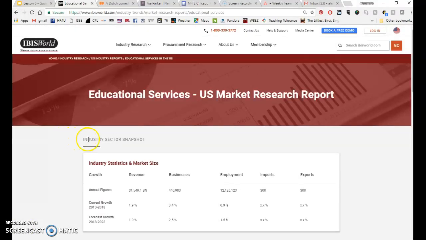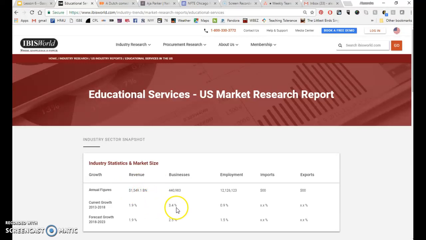This page begins with our industry sector snapshot. So let's take a look at what information we can get from this page. We've got a couple of different categories here. We have our annual figures, our growth, and our forecast growth. We're looking at the revenue, the amount of money that the industry makes, and also how many businesses there are operating in this space. So the current data shows that we have 440,983 businesses sharing about $1.5 billion in revenue.